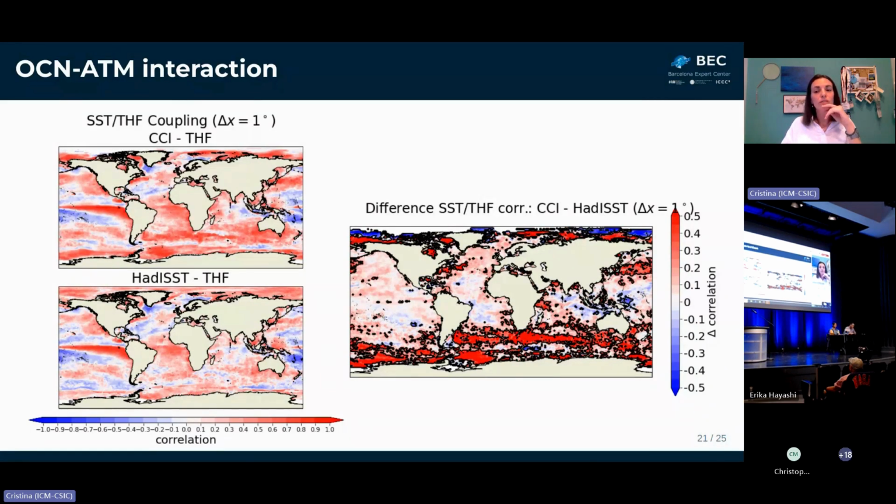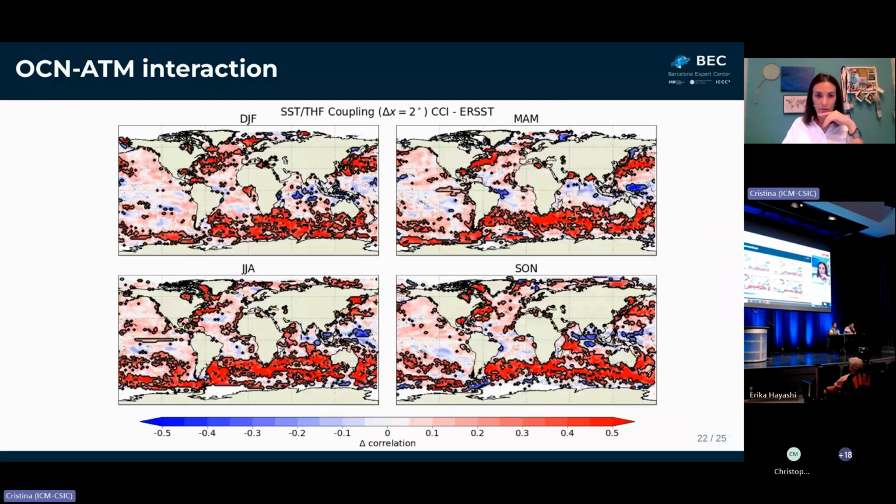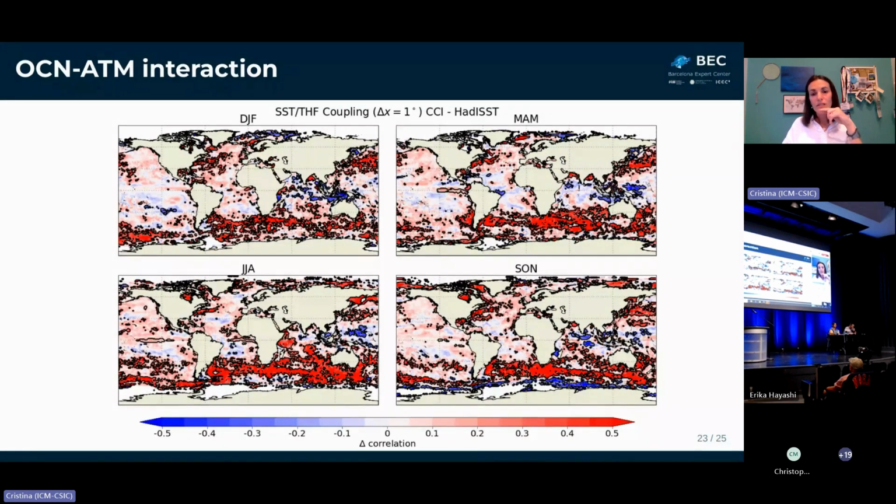In both data sets at 1 degree for the height IST, it's the same. And when we compute the seasonal analysis, it's again robust, and we detect the same behavior. So this will be the seasonal difference of correlations between CCI and IST for 2 degrees. And in the case for height IST, at 1 degree, it's exactly the same, and we are obtaining a really high and significant difference in the correlations.